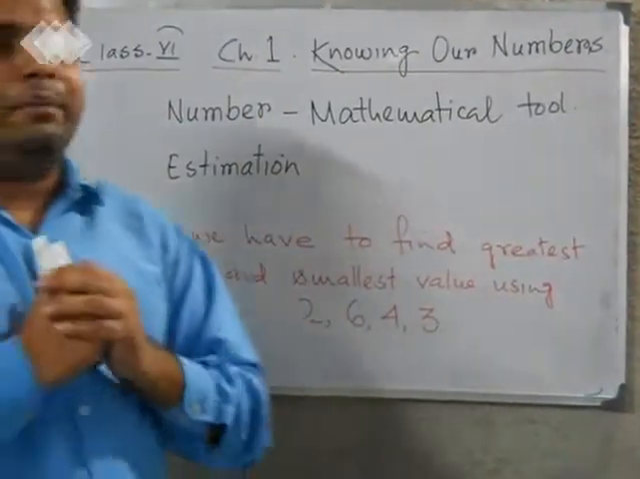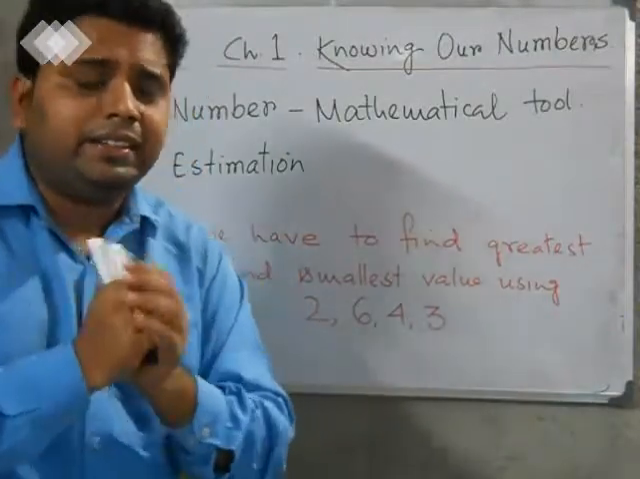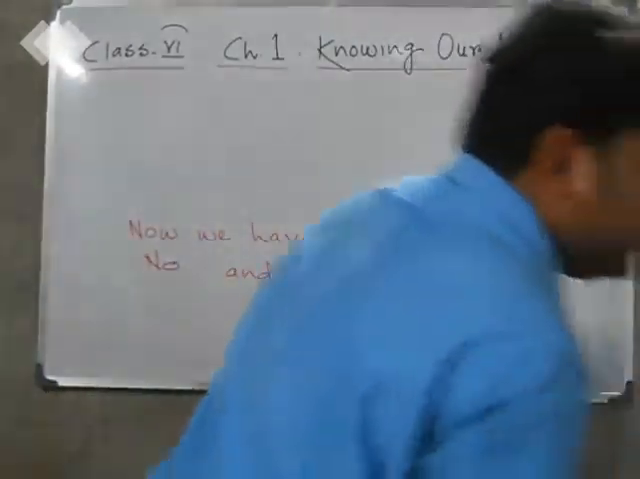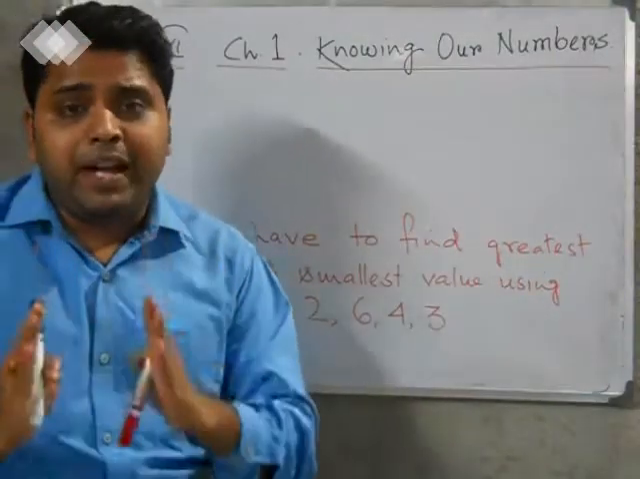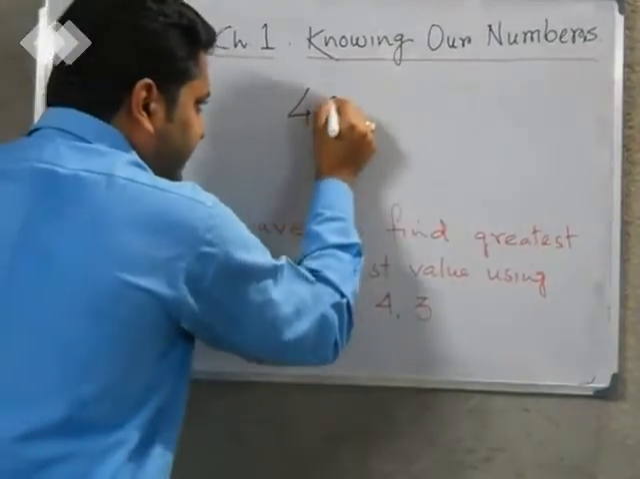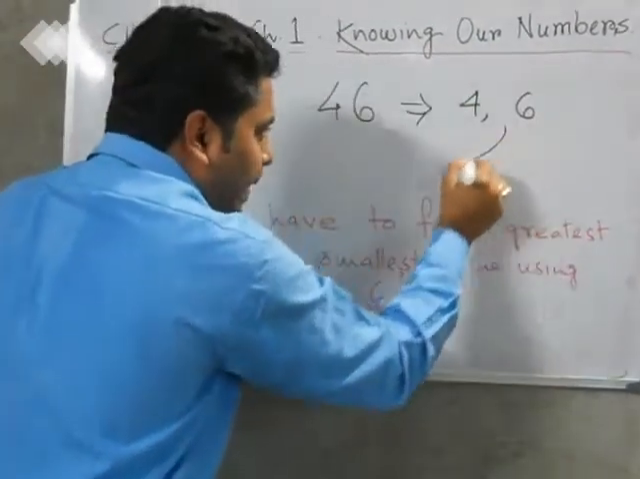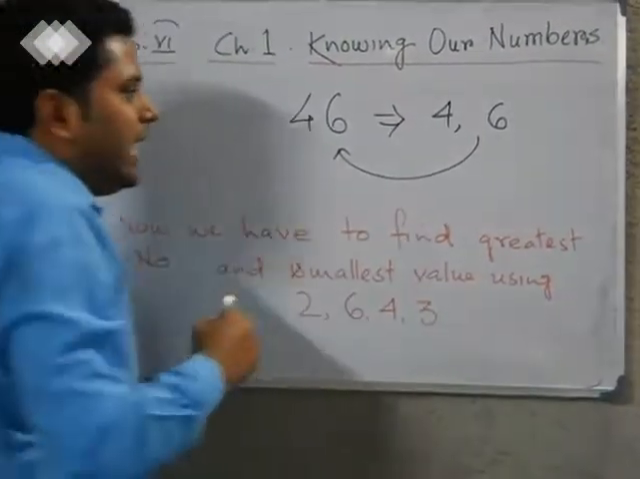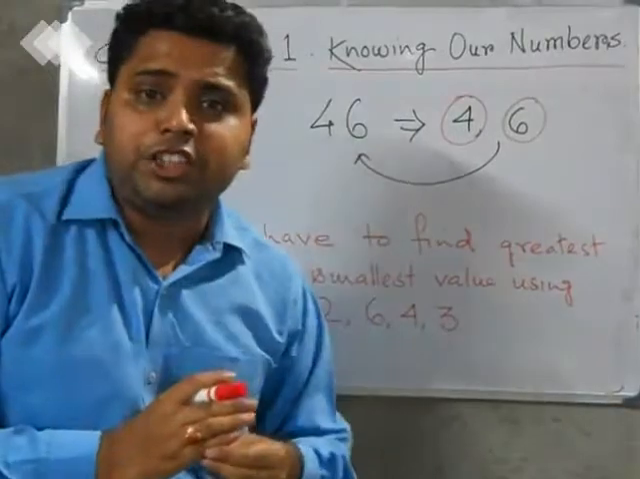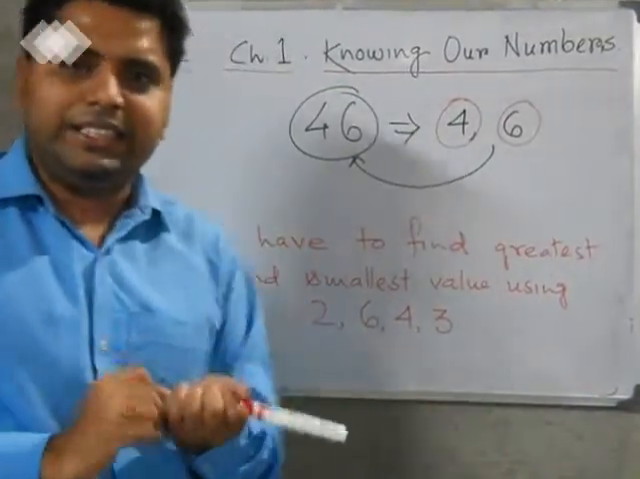Number is when you form something using one or more than one digit, it is called a number. Like that, 46 is a number, but we use 4 and 6 to make 46. So separately, these are digits. And when it is formed in the Indian system of numeration or international system of numeration, which I will tell you later, this is called a number.